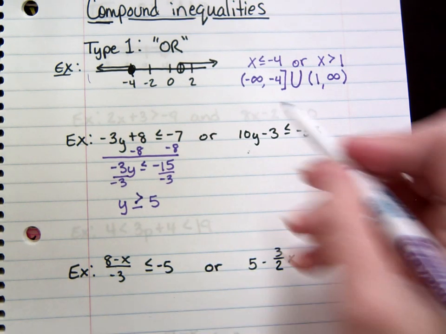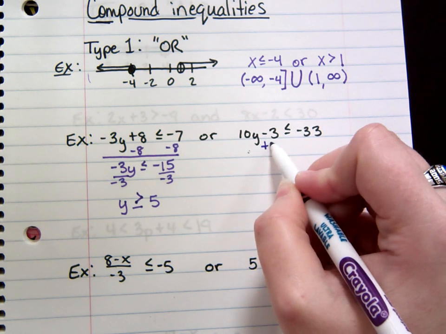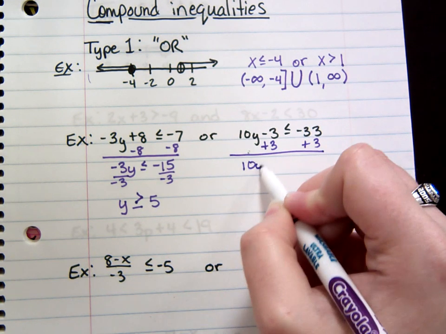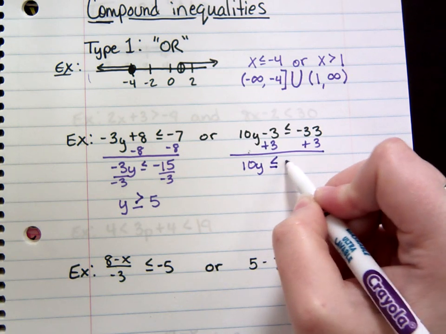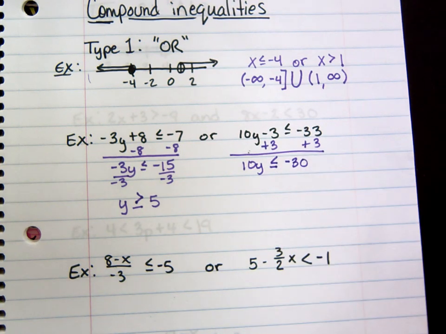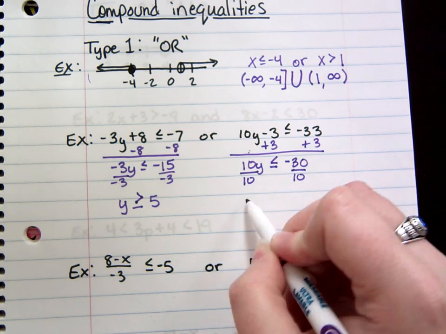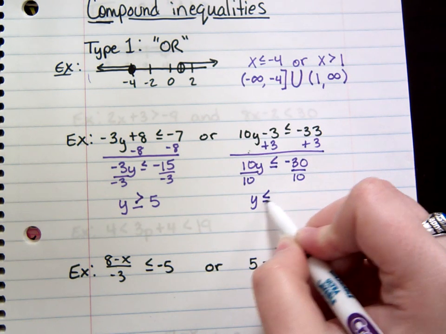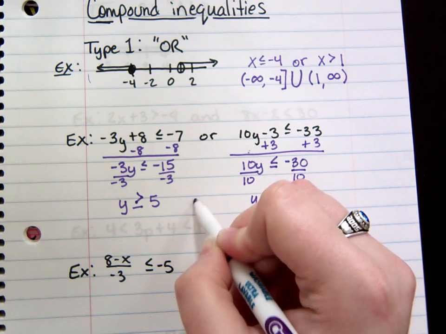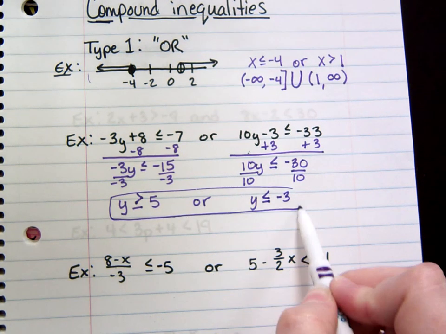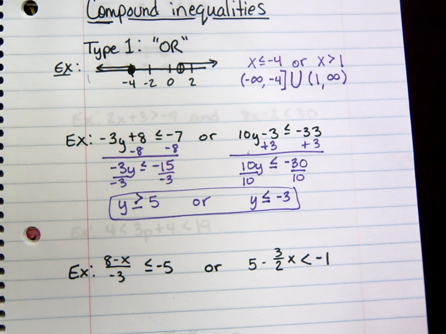My second inequality, I start by adding 3 to both sides. So I get 10y less than or equal to negative 30. When I divide off the 10, I get y less than or equal to negative 3. So these are my inequalities. Now let's graph them on a number line.